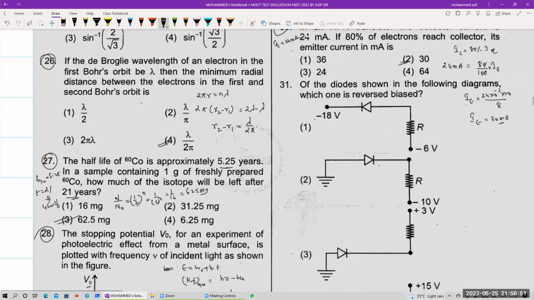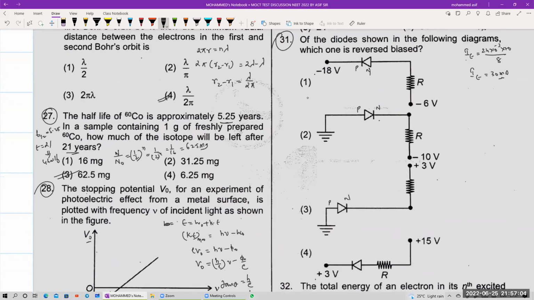Question number 31. Of the diodes shown in the following diagram, which one is reverse bias? This one is P, this one is N, this one is P, this one is N, this one is P, and this one is N, and this one is N, and this one is P. So what is it asking? Which one is reverse bias is what the problem is asking right now. Can anyone give me the answer for this one, beta?